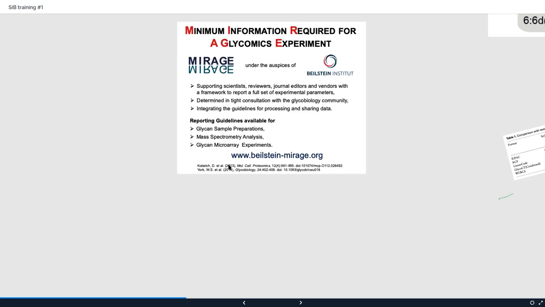And so there's a consortium also, a committee of several people hosted by the Beilstein Institute. This is really the initiative of the Beilstein Institute that said we need that standard for glycomics and now glycoproteomics. So there are reporting guidelines for glycan sample preparation, for mass spectrometry experiments, mass spectrometry analysis, and glycan arrays. This is evolving, so that people reporting experiments can do it in a similar way so that the bioinformatics can act behind that.